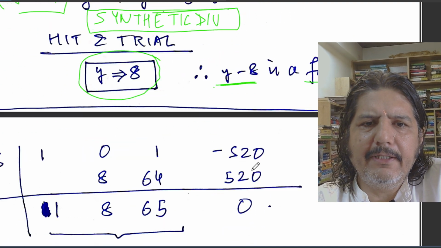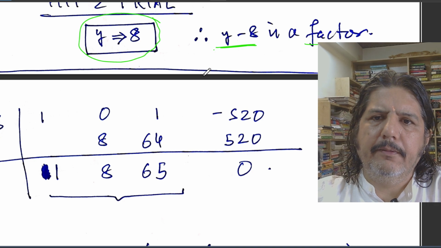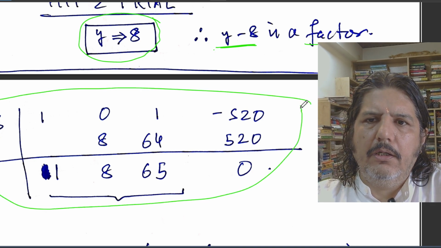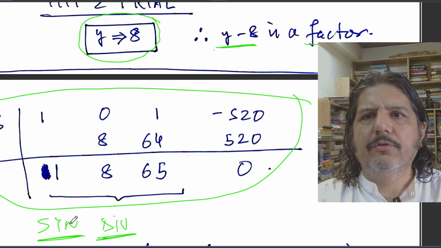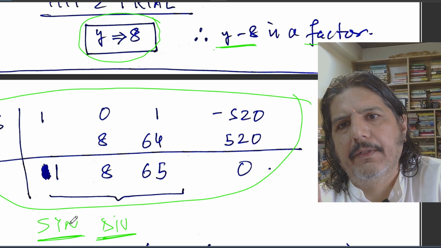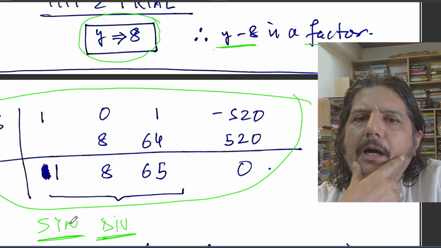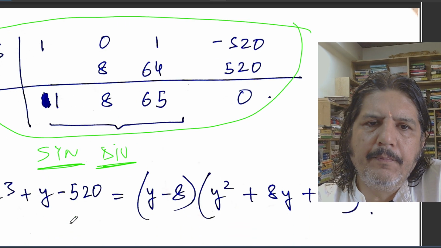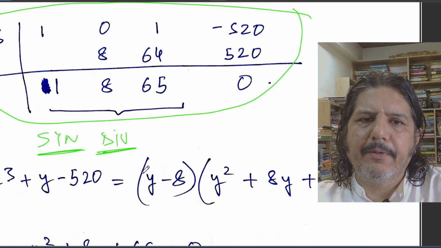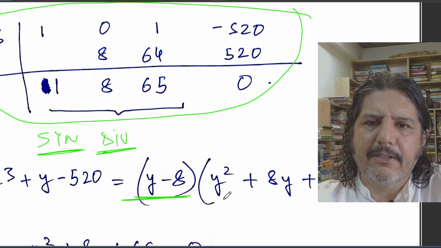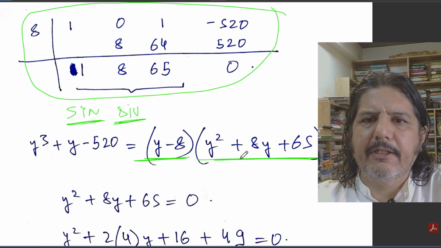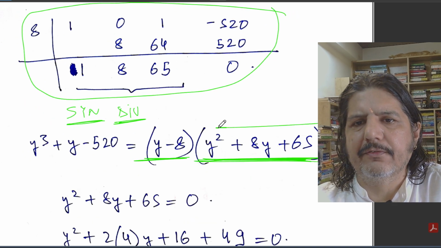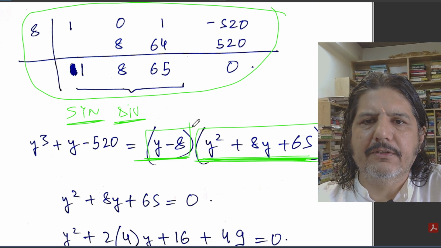So I'll take y minus 8, and this step is part of synthetic division. I won't go into the details. You'll have to look at the lecture which I have shown you. I'll put the link also. So using that, you see how easy it becomes. If y minus 8 is one of the factors, the quadratic expression that I'll get is, I hope you are able to see, y square plus 8y plus 65.